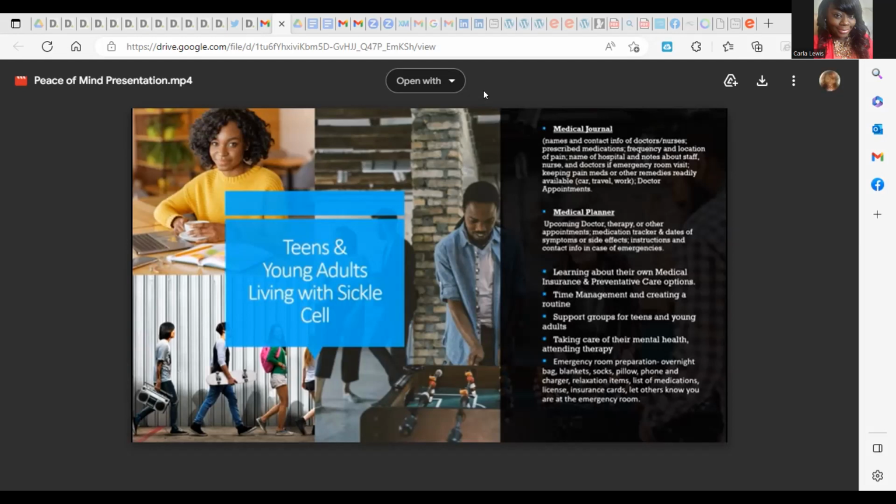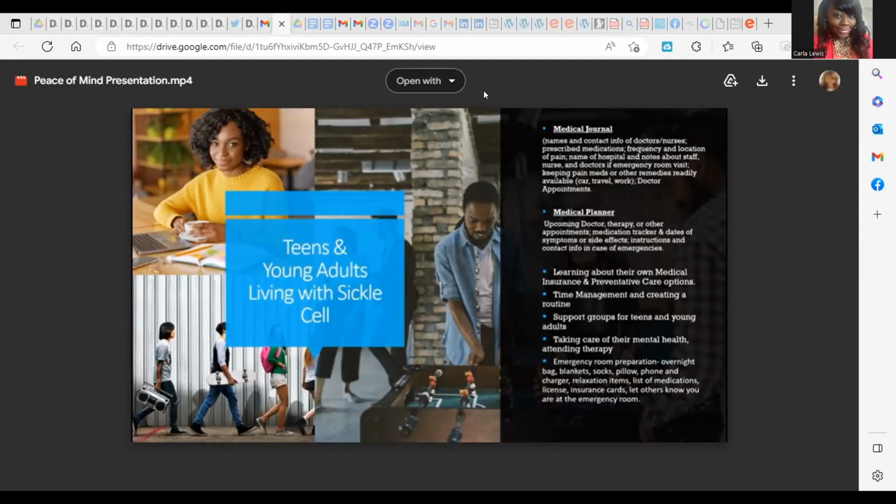Support groups for teens and young adults. I feel like you can start introducing them to support groups with their peers that also have sickle cell. This will give them peace of mind, will give you peace of mind. It is good for their social life. It is good to have someone in their corner that actually understands them. So support groups or mentors are very beneficial.